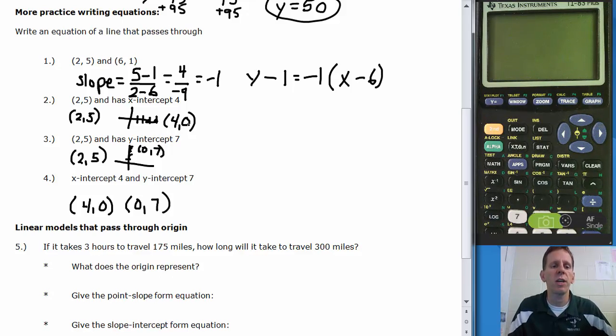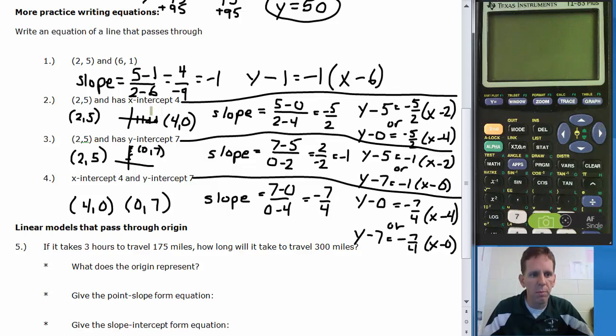What I'd like you to do is see if you could come up with the equations for numbers 2, 3, and 4 by first calculating the slope between those 2 points and then plugging in one of the point's coordinates and using point-slope form to come up with an equation similar to what we did on number 1. Go ahead and pause the video, crunch this out, and we'll see what you came up with in just a moment.